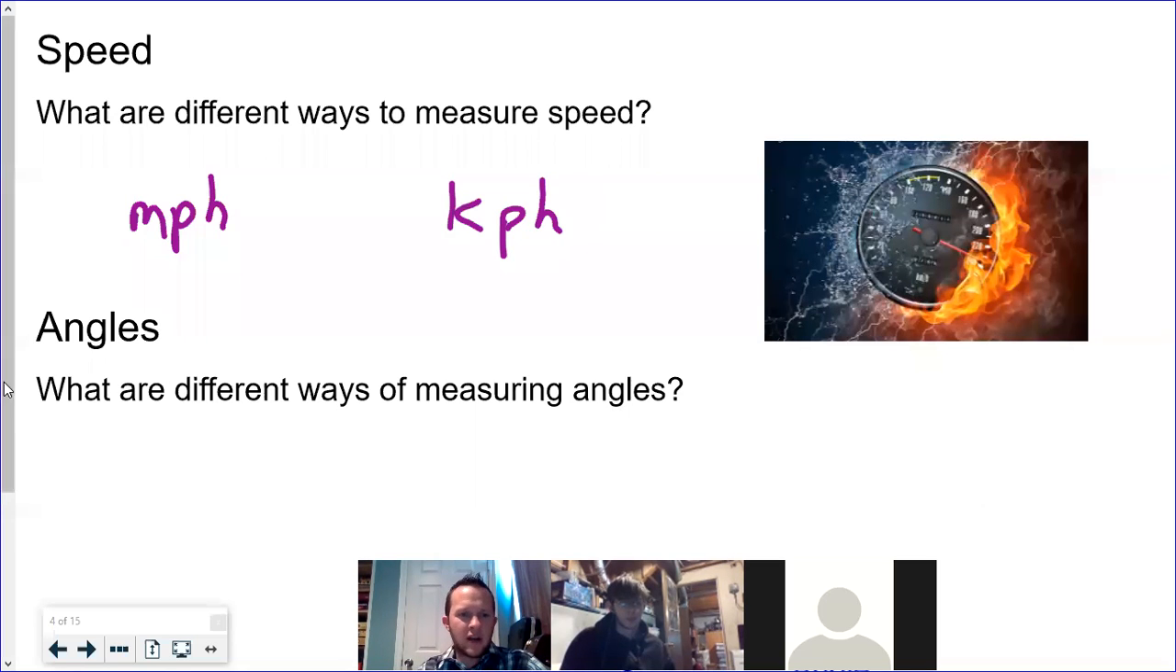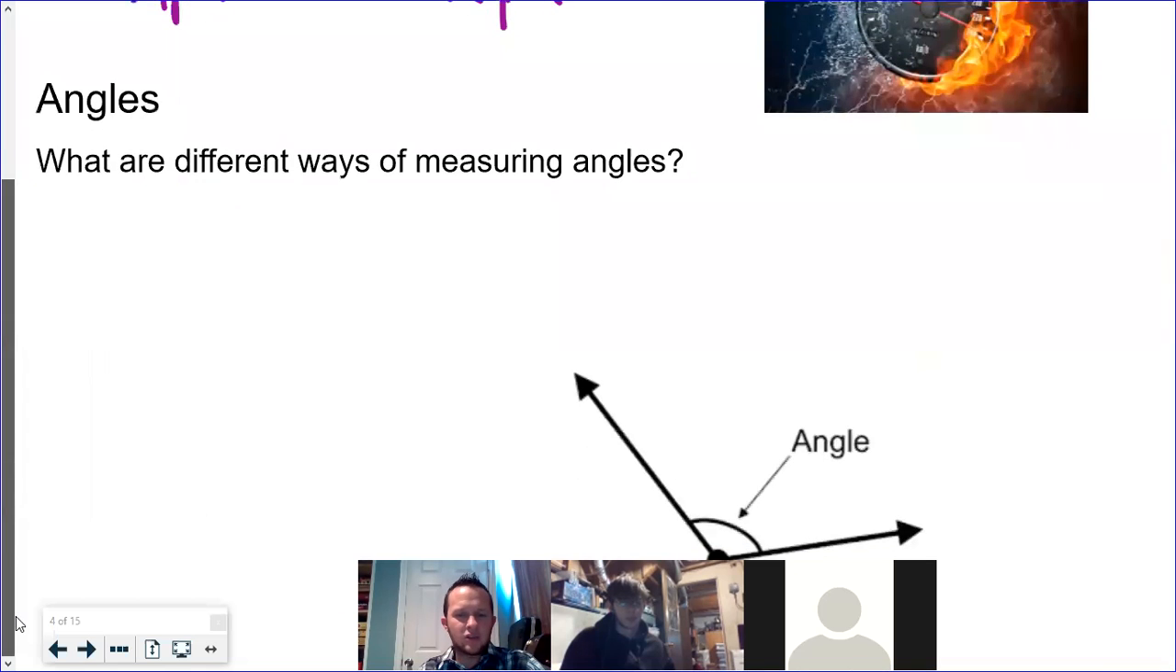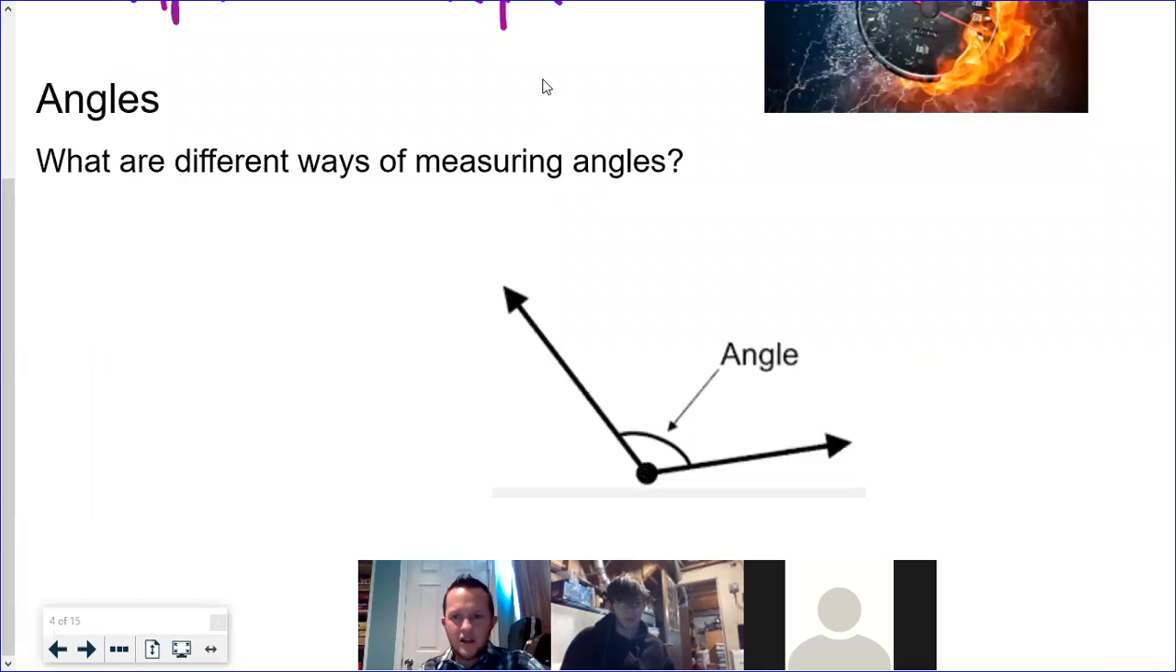Well, what we're going to do now is switch it up and talk about angles. Ooh, someone's in the chat. Time and distance. Yeah, I'm sure there are other measures of time and distance we could use to get different speeds. Let's talk about angles here.